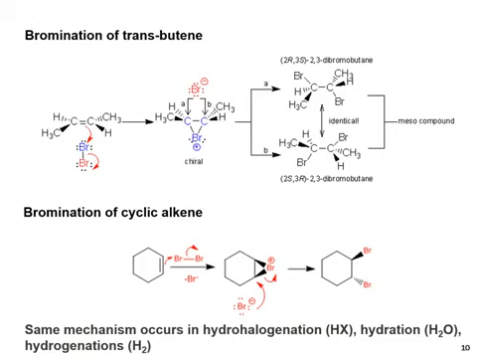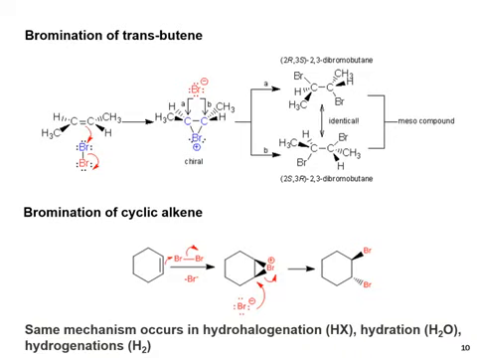Whether these enantiomers are identical or not can be seen through rotation of the carbon-carbon single bond. The overall product is the meso compound. Meso compounds are those compounds which are optically inactive through internal compensation. And this is an example of bromination in a cyclic alkene.